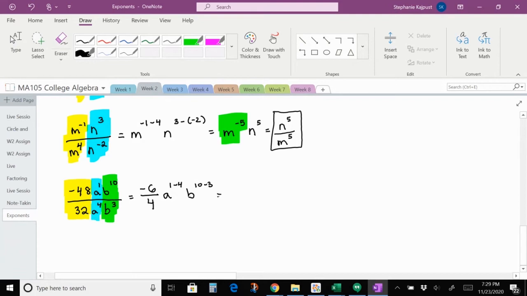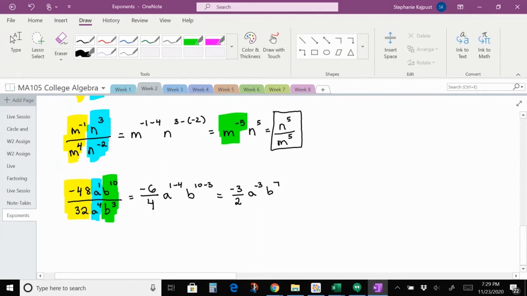So I'm going to reduce my fraction again, my -6/4. I can divide those both by 2, which gives me -3/2. And then I get a, and then 1 minus 4 is -3. And b, 10 minus 3 is 7. So I've got -3/2, a to the -3, b to the 7.